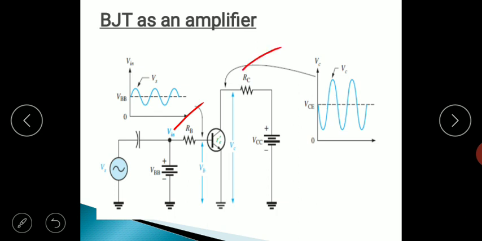And then in addition to RB and RC, here we have used one battery VCC whose positive terminal is connected to collector and negative terminal is connected to ground. And we have used one battery VBB at the input whose positive terminal is again connected to the base and negative terminal is connected to ground. So these batteries are used for biasing, and these batteries will ensure that the transistor input junction is forward bias and the output junction is reverse bias.